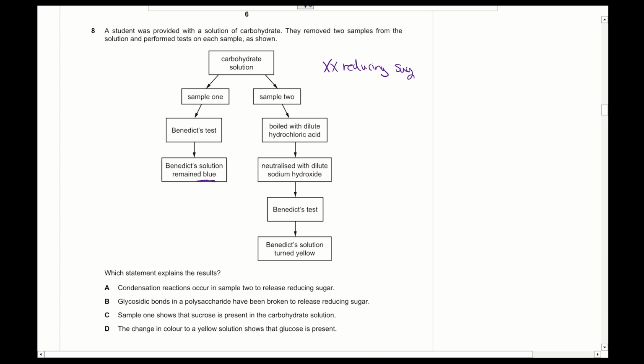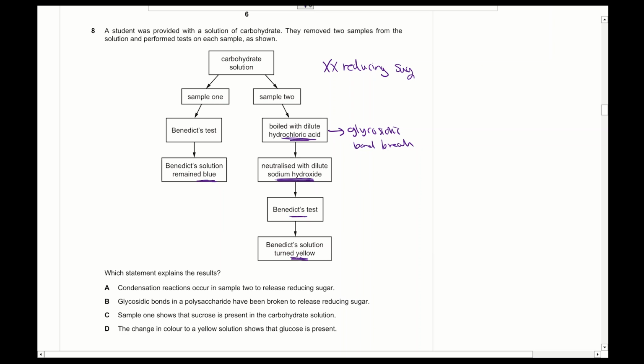Now, sample 2 was boiled with dilute hydrochloric acid, and what dilute hydrochloric acid does is simply break the glycosidic bond of a non-reducing sugar. In this case, for example, sucrose. It breaks the glycosidic bond to turn it into a reducing sugar. Now, neutralize with dilute sodium hydroxide, and then we added Benedict's test, and the solution turned yellow.